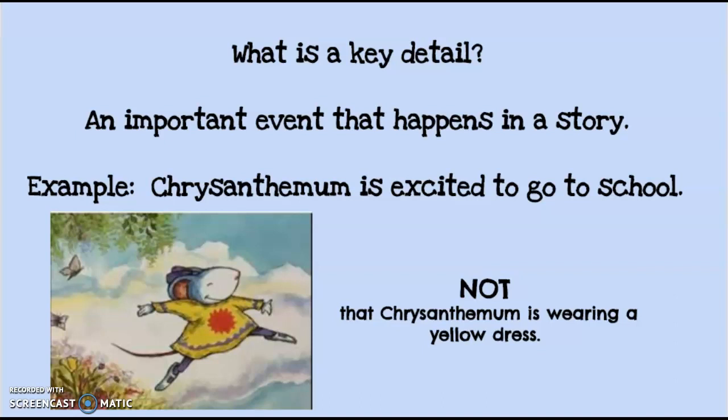A key detail is going to be an important event. So she's excited to go to school. That's an important event. Just like when you started school this year, it was an important event and you were probably excited and maybe a little bit nervous. Another important event in the book Chrysanthemum is that when she got to school, kids were making fun of her. That was an important event because it affected the way she was feeling. It affected the main character. So keep that in mind as we listen to this story.